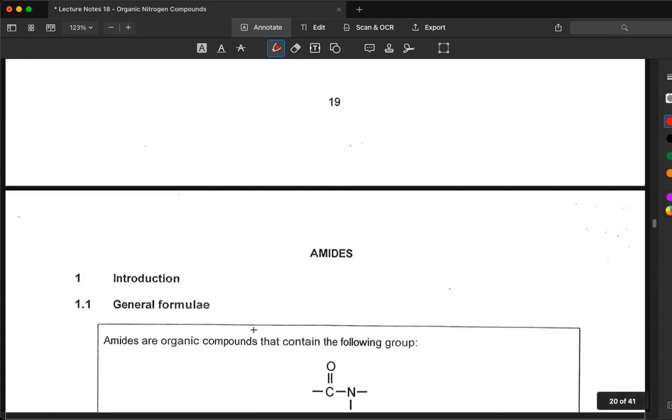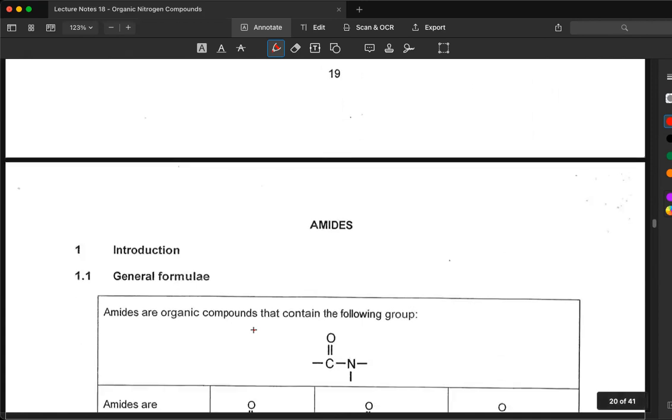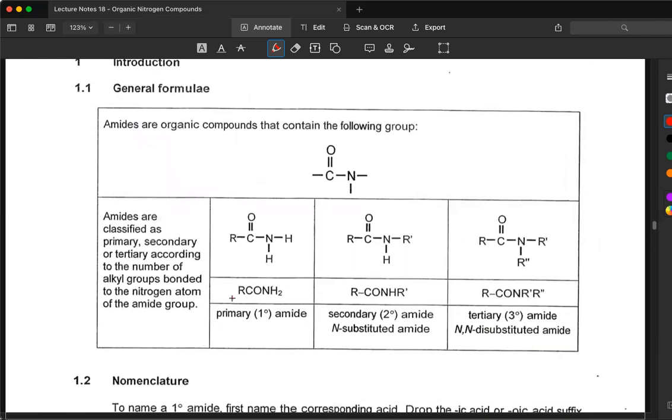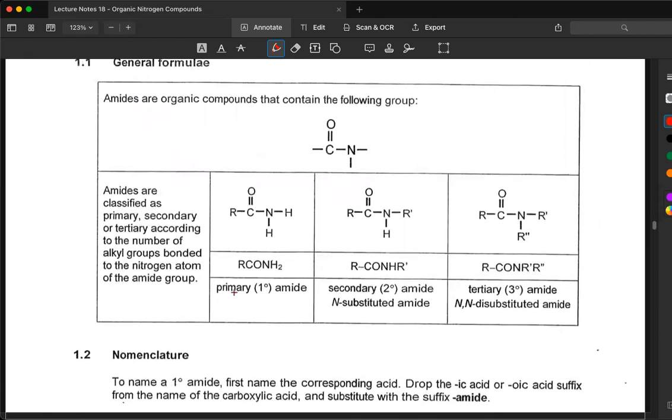Okay, we finished with amine and phenylamine. We move on to the chemistry of amides. We talked about a bit of amides just now. Amides can be classified as primary, secondary, or tertiary, depending on the number of alkyl groups bonded to nitrogen. If you have only one here, that is primary. Two, secondary. Then if even the last H is substituted, tertiary amide.